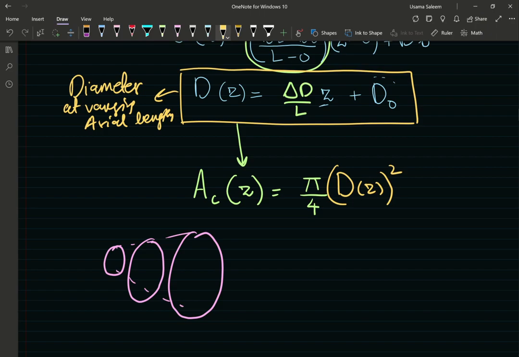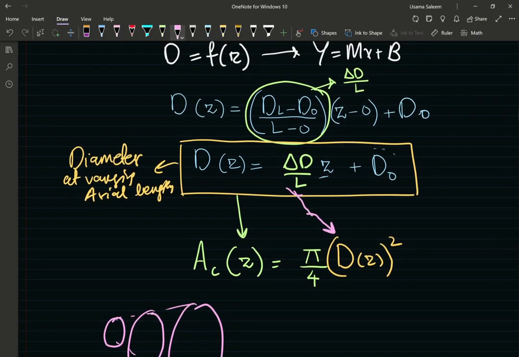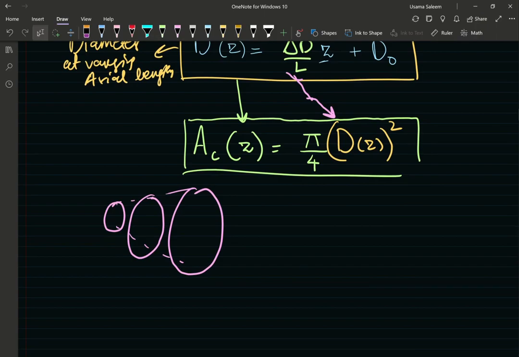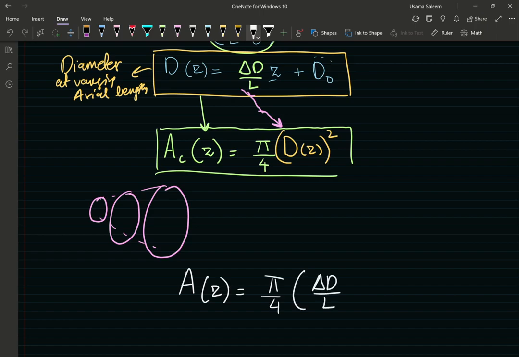Okay, and I know the functionality. I know how my diameter is varying with respect to the axial length. So combining these two, I can get my expression for the variation of area with respect to the cross section: pi over 4 times the change in diameter per length, z plus d naught, being the diameter at z equals 0, squared.